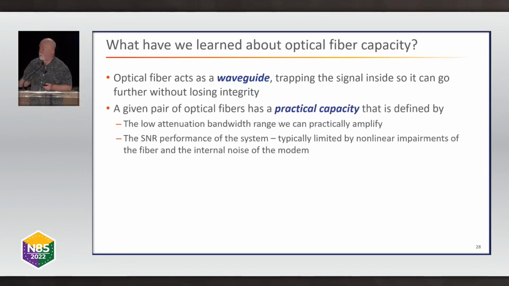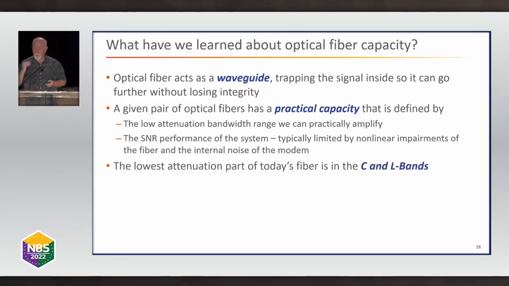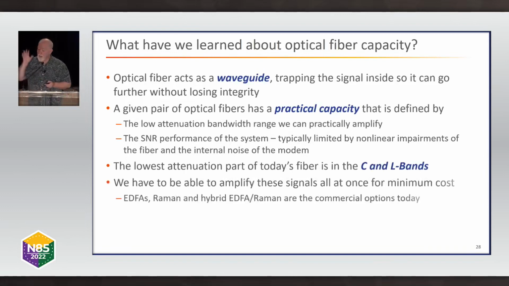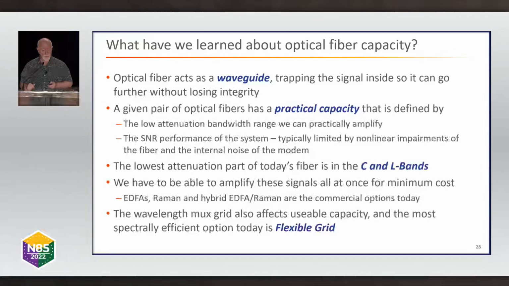A given pair of optical fibers has a practical capacity that's defined by things like the low attenuation bandwidth of the silica, the signal-to-noise ratio performance of the system, the amplifiers, and so on. And the lowest attenuation parts of today's fiber are in the C and the L bands. We have to be able to amplify the signals, and so EDFAs, Raman, and hybrid EDFA-Raman are the way that we use amplifiers today. The wavelength multiplexing grid also affects capacity.